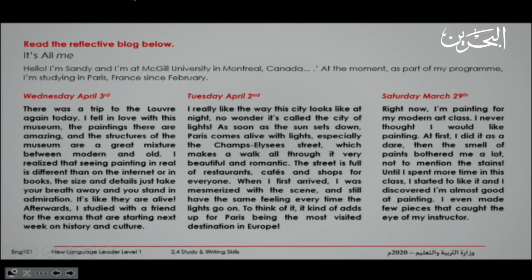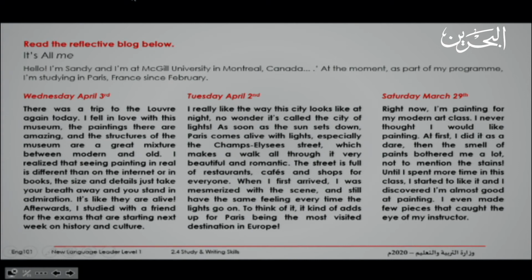When I first arrived, I was mesmerized with the scene and still have the same feeling every time the lights go on. To think of it, it kind of adds up for Paris being the most visited destination in Europe.